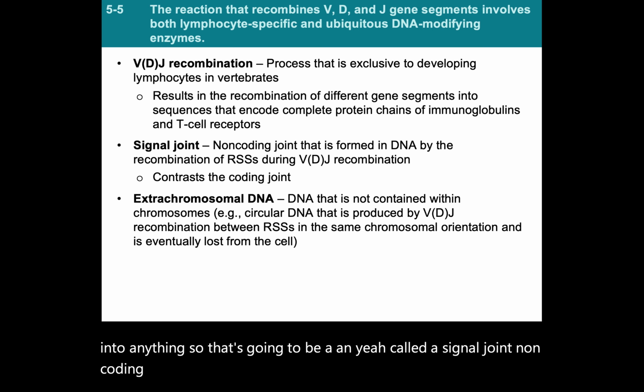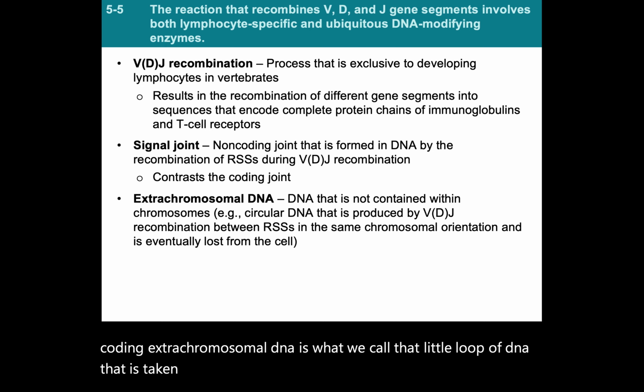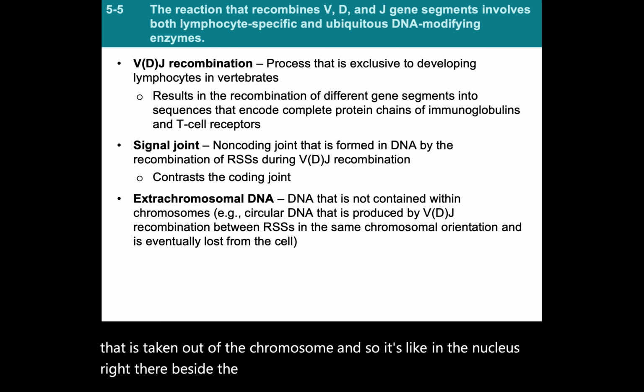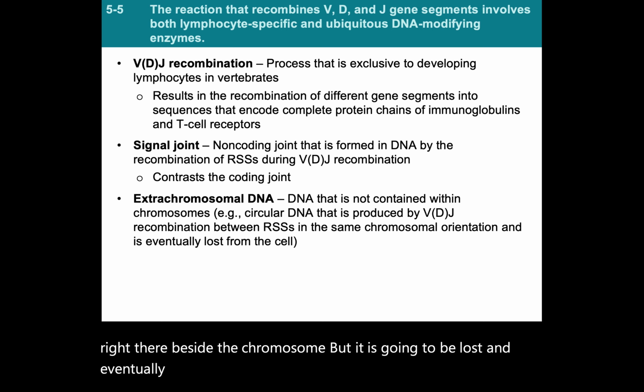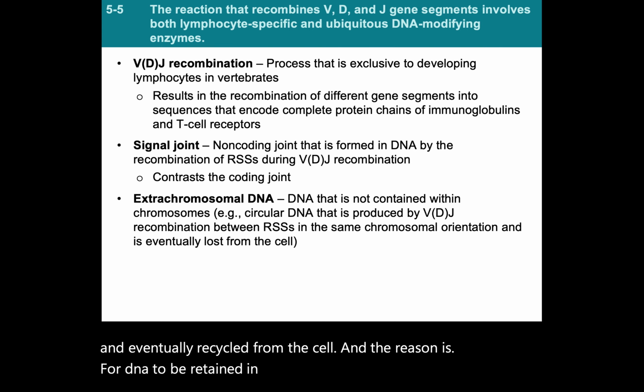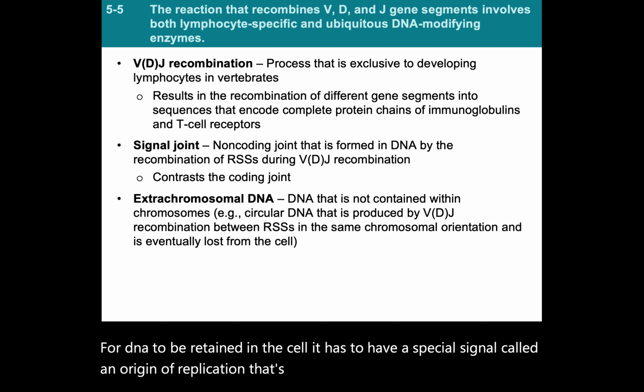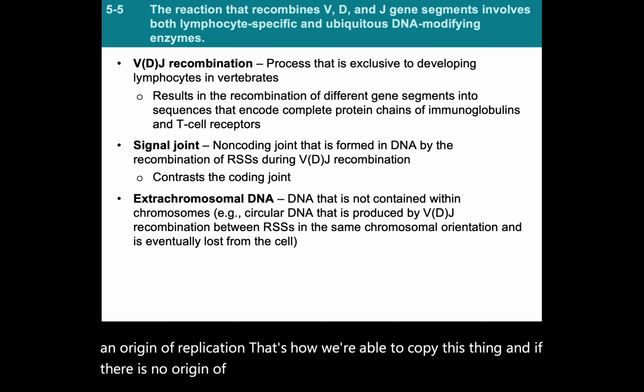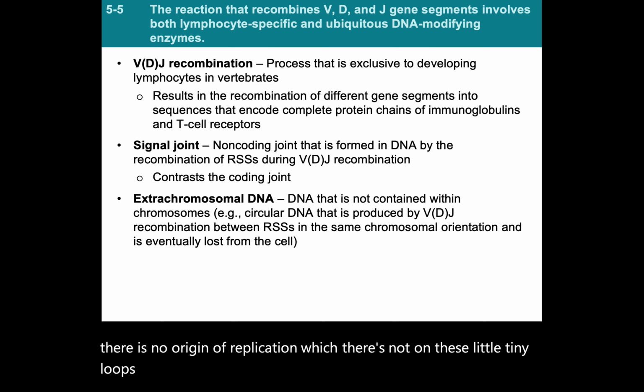Extra chromosomal DNA is what we call that little loop of DNA that is taken out of the chromosome. And so in the nucleus, it's right there beside the chromosome, but it is going to be lost and eventually recycled from the cell. The reason is for DNA to be retained in the cell, it has to have a special signal called an origin of replication. That's how we're able to copy this thing. And if there is no origin of replication, which there's not on these little tiny loops of DNA, then they cannot be copied and they will eventually be lost.